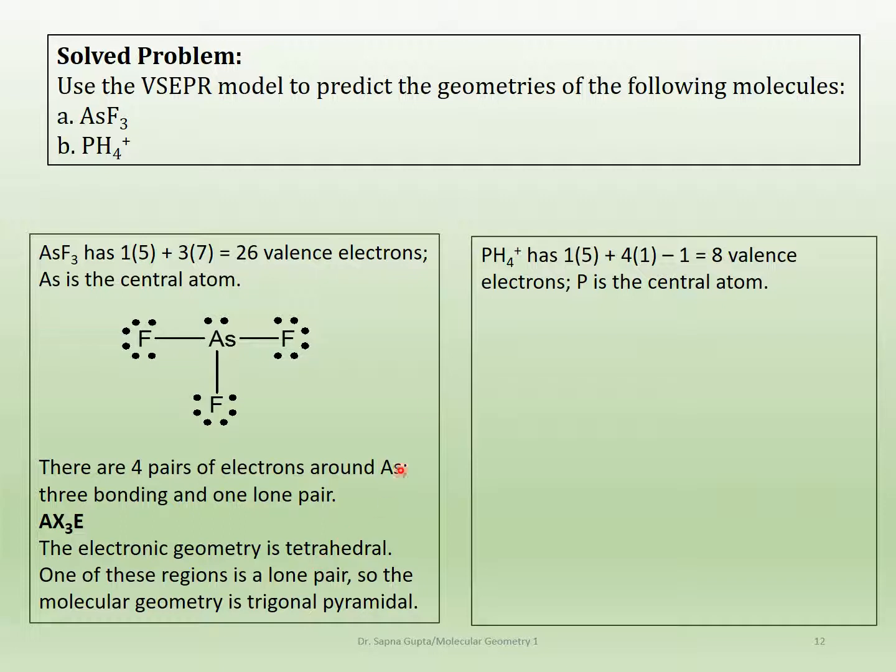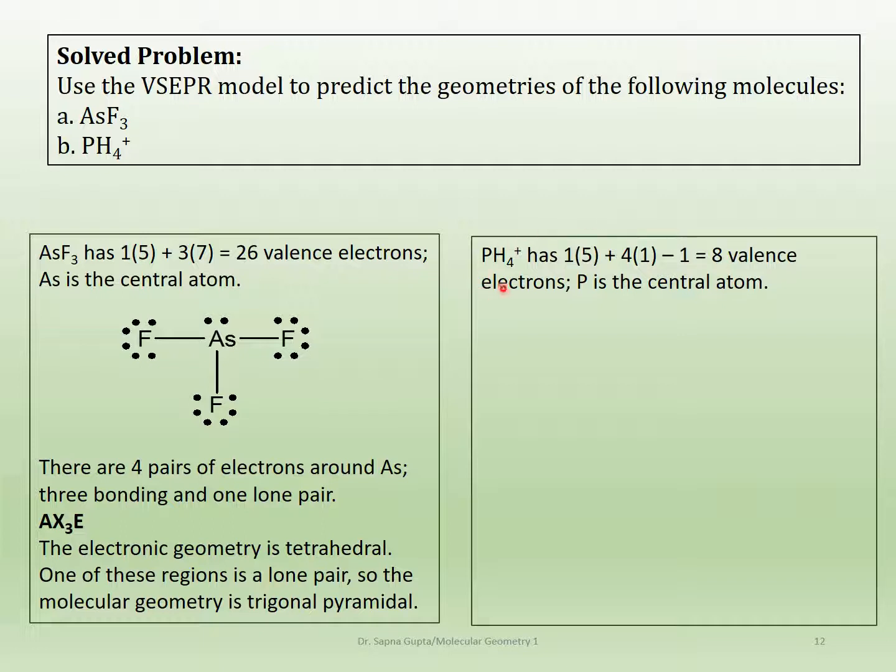But in this case, we are asked to predict the geometry. So then from here, you go on to figure out what the geometry is going to be, the molecular shape, and that is going to be trigonal pyramidal, because if you take the AX3E, in which we have 4 electron groups and 1 lone pair of electrons, then that comes out to be trigonal pyramidal.